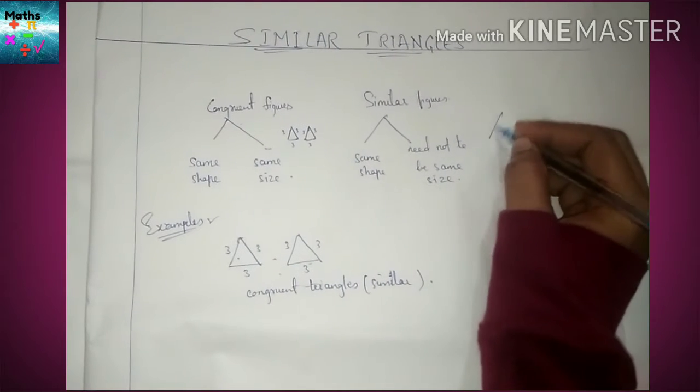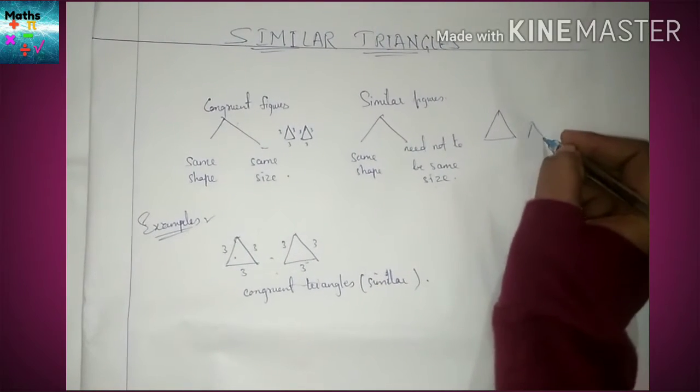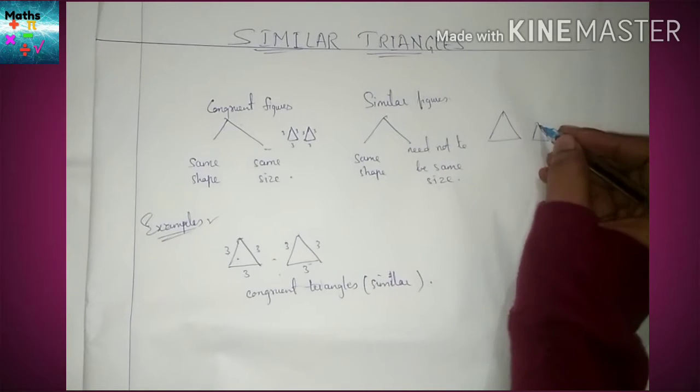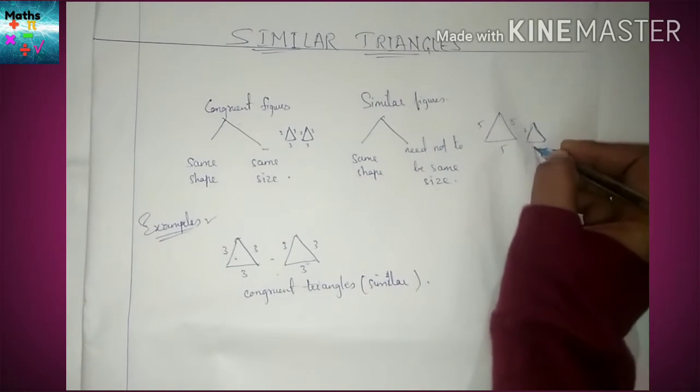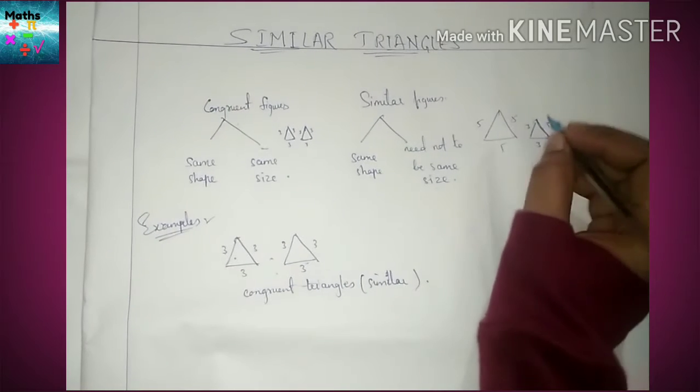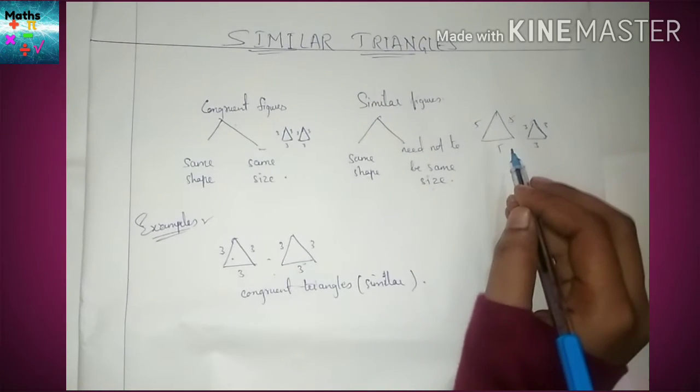This is similar figures. Shapes are same over here. Slightly different: suppose 5, 5, 5 and this 3, 3, 3, sides I am taking. So these are what? Similar figures.